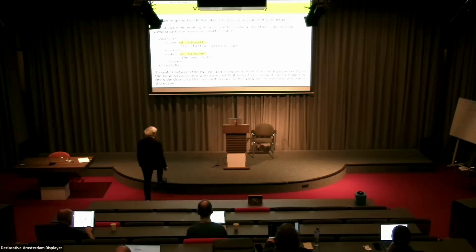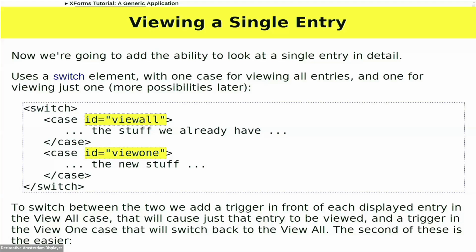So we're going to move on now. The next step is to add the ability to look at a single element in detail. What we're going to use is the switch element, which allows you to switch between different views in the data. We've got two cases: one where we view everything, which is the stuff we've already got, and we just put all of that inside there. And then case view 1 is where we add the new stuff for just looking at a single element.